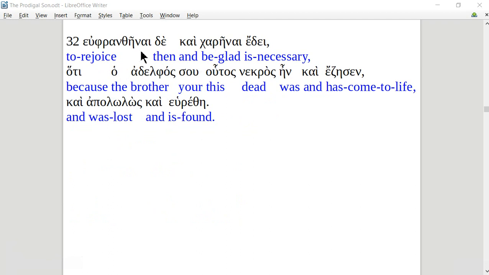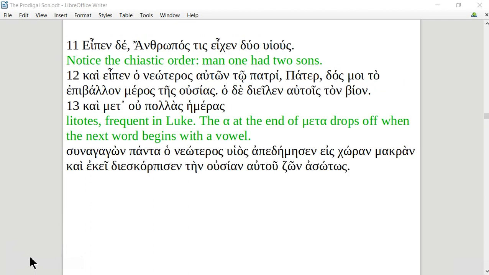Euphranthenai de kai charenai, to rejoice, and again probably better to translate here, to rejoice and be glad is necessary, because your brother was dead, and he has come back to life. He was lost, and he is found. So that was the father's reply.